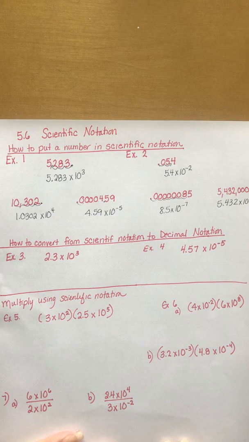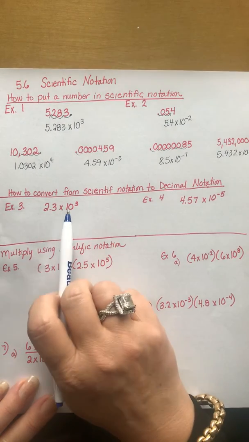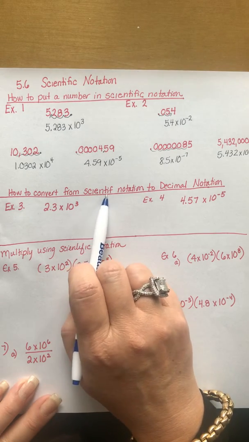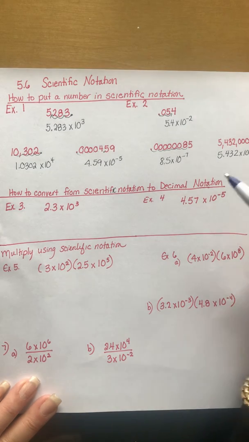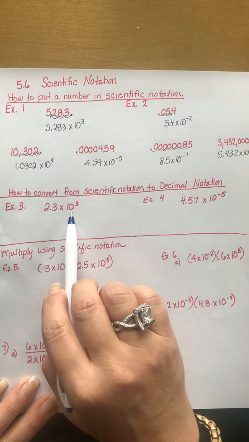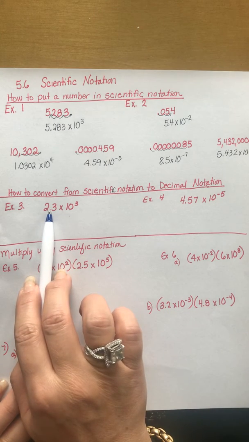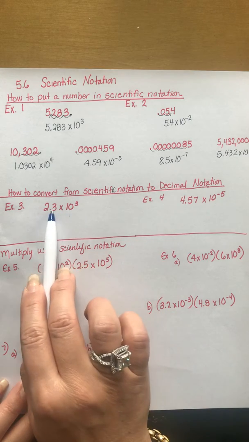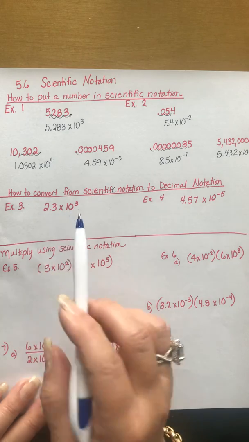Now, how do you go from scientific notation, I spelled that wrong, scientific notation to decimal notation? So we want to write it as a decimal. So these ones are easy. If the power is positive, think of moving this decimal towards the positive side. So you're going to move it right, and then you're going to add 3 zeros.